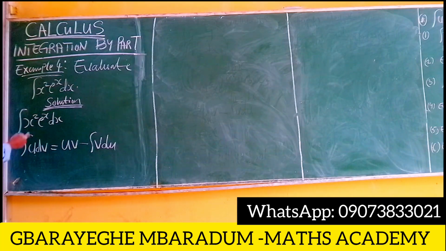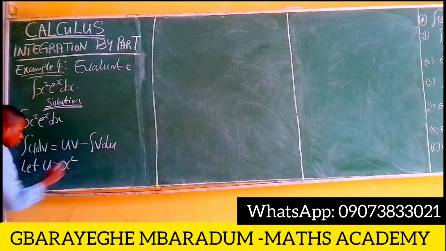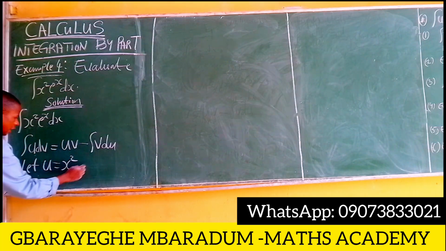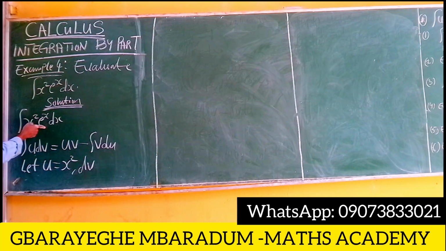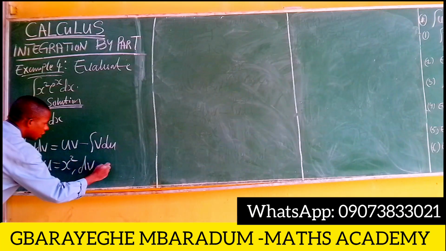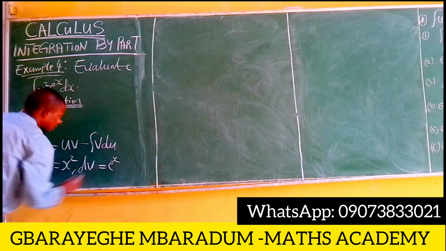So from the given function, what you are going to do first is to look at the function that is very easy to differentiate. The function that is easy to differentiate, we call it u. The function that is not easy to differentiate, we call it dv. So look at this function. You have the integral of x squared times exponential x. Know that x to the power of 2 is easy to differentiate, so you say let u equal x raised to the power of 2. Now our dv will be this one that is not easy to differentiate, call it exponential x.